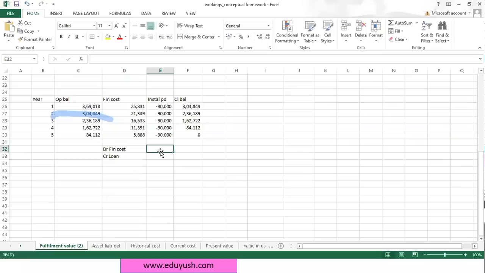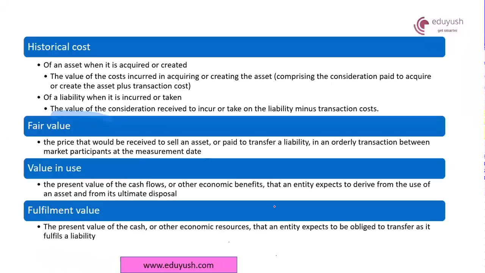And here you will say debit loan, credit cash, when it is being repaid. Okay. So that is the concept of fulfillment value. So this completes chapters 1 and 2. I have one part left, which is on ethics, which I will take immediately after this.